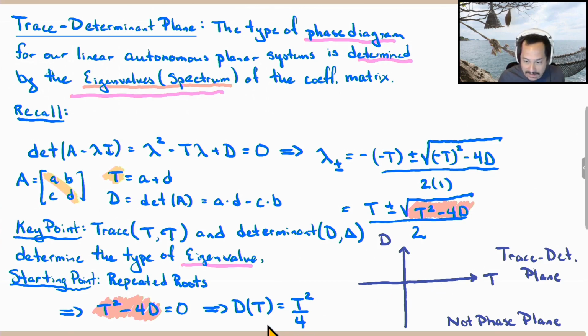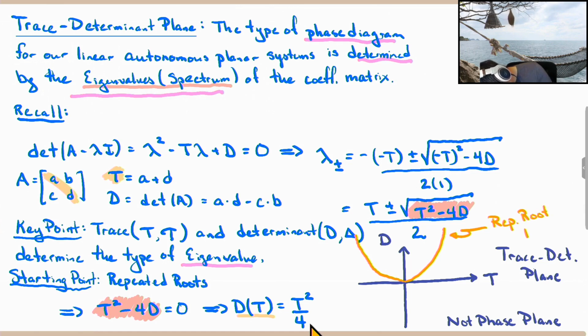And where does that analysis start? It starts right here with the determinant being a function of the trace. And in the trace determinant plane, what shape does this make? If D is the vertical axis and T is the horizontal axis and D is equal to T squared over 4, what is that thing? That thing is a parabola. So I'm going to highlight that in orange, and I'll just draw the parabola in here. This is called the repeated root parabola.